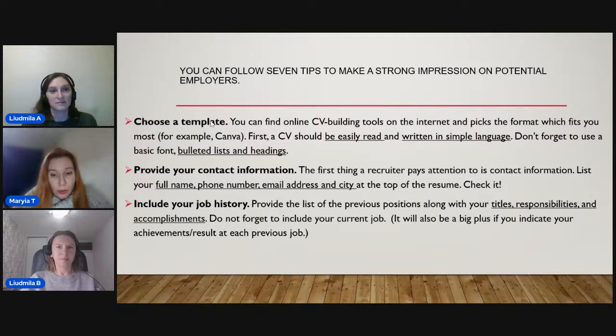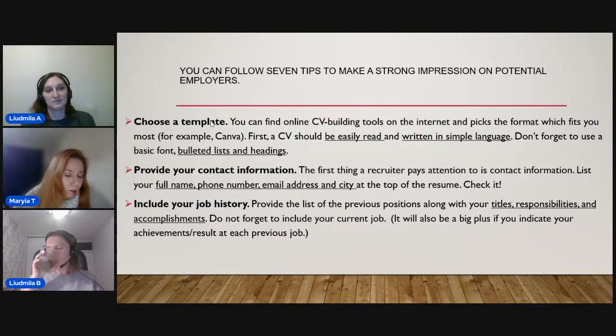But what you need to remember when you start to create a CV or resume is that it should be easy to read and written in a simple language. Also, don't forget to use basic fonts, bulleted lists, and headlines. Then, contact information. Of course, you need to add your full name, phone number, email, and location. But I want to draw your attention to another point. Always check this information because, in my experience, very often I am faced with the fact that the information from this point has a mistake. And as a result, I can't contact a person because he just made a mistake in his contacts.